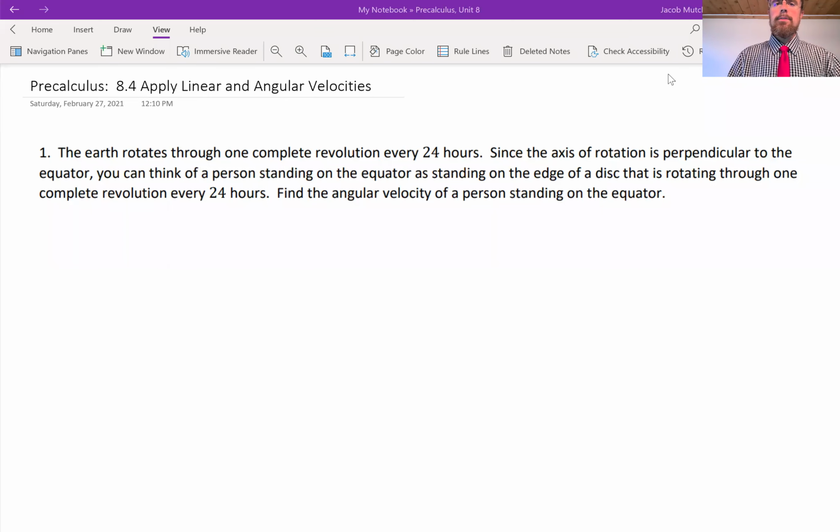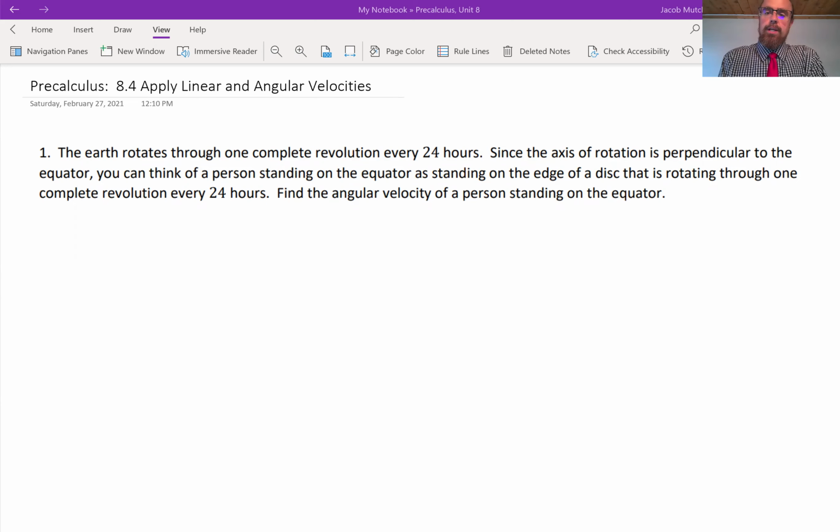Welcome to Pre-Calculus. Today we will investigate how to apply linear and angular velocities to real-life questions. We'll take a look at three examples. Our first example is about the Earth rotating. So the Earth rotates through one complete revolution every 24 hours.